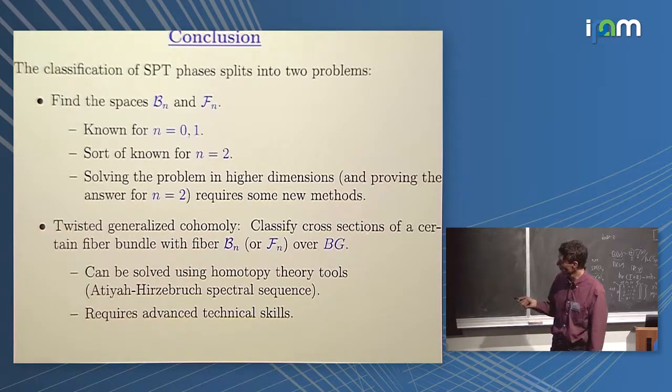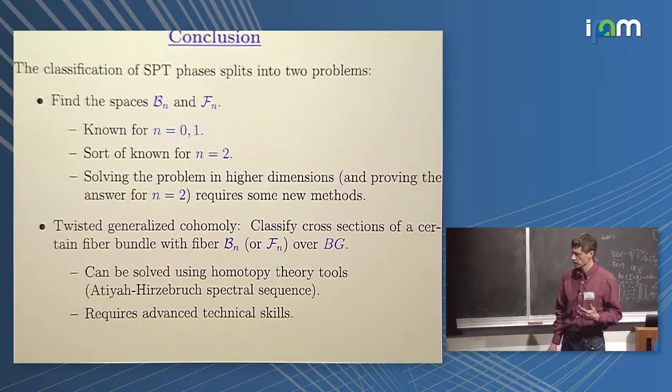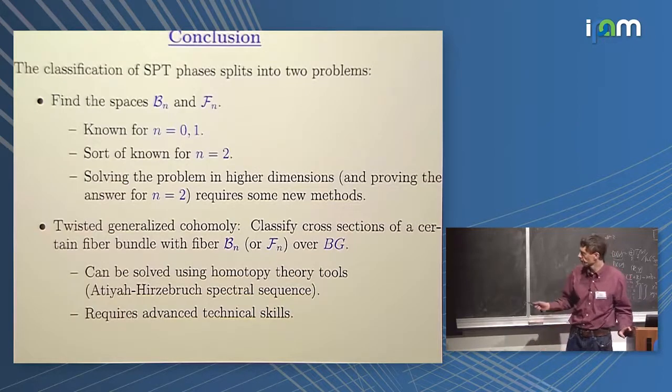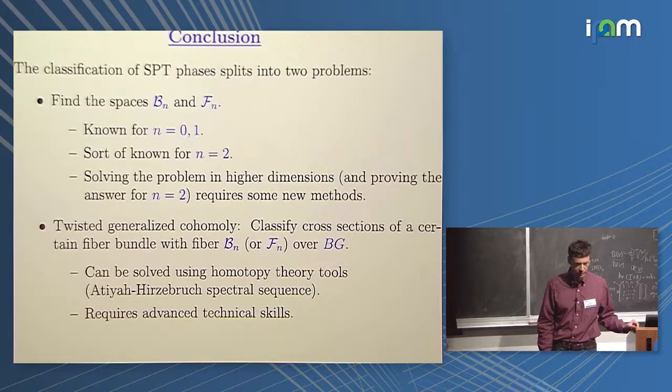The other problem is less interesting because, well, there are people who can solve such problems easily. I'm not one of them. I solved one instance of the problem with some help from John Morgan, and I cannot solve more complex instances of that problem. It requires some advanced spectral sequence calculations. But in principle, this technique has been developed by topologists. So how are you supposed to solve a twisted generalized cohomology if you don't even know what the spaces are?